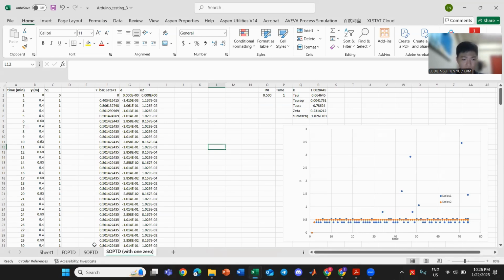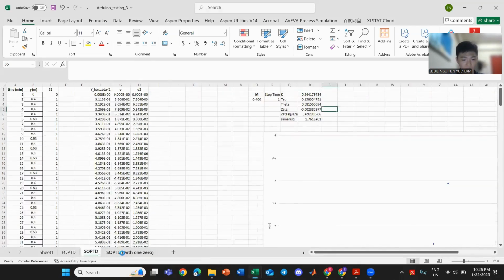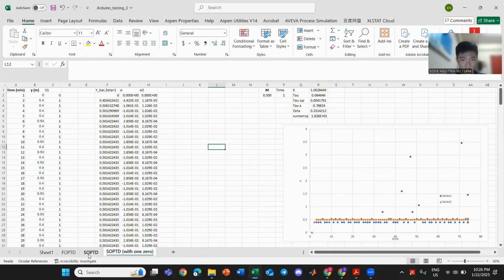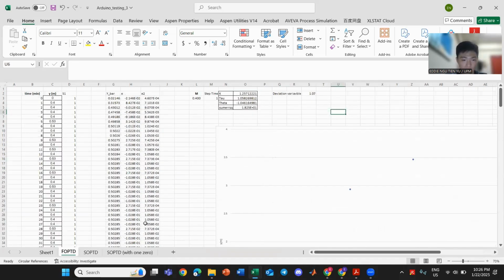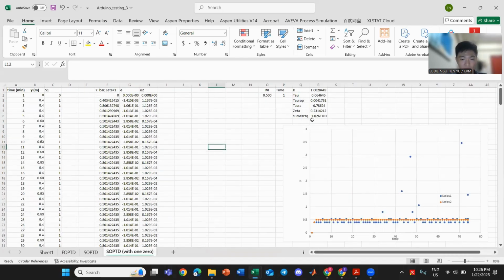18.26. So if we compare these three models, FOPDT, SOPDT, and SOPDT with 1, 0, SOPDT is the best transfer function to describe this process variable because it has the least sum of error square, which is 17.61, compared to the FOPDT with 18.25 and SOPDT with 18.26. So that's all for the process identification.